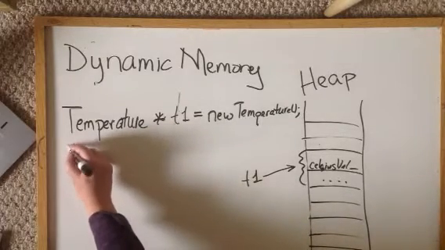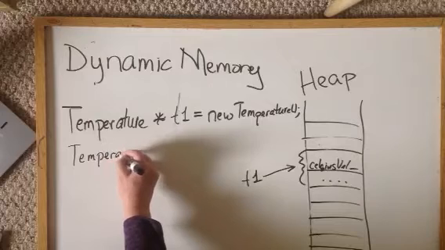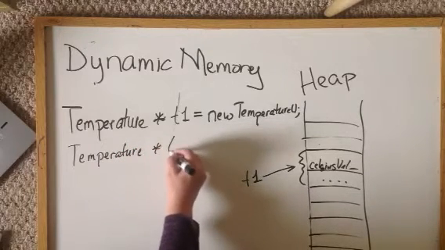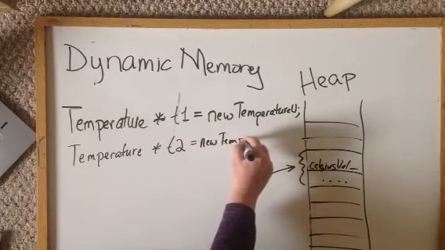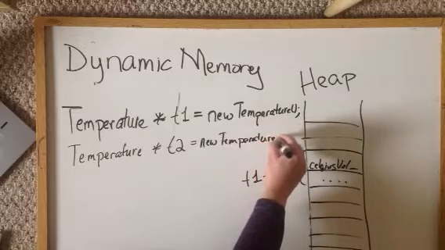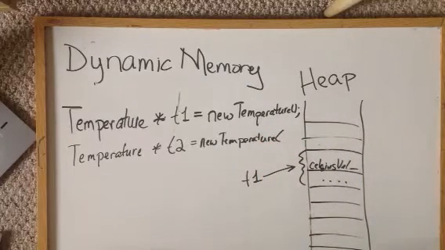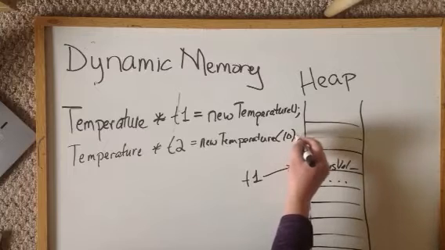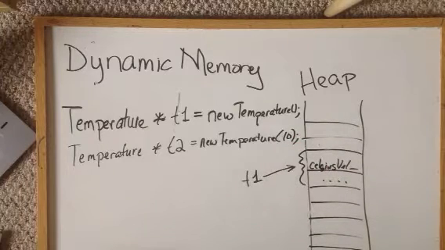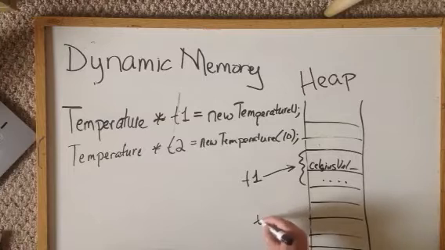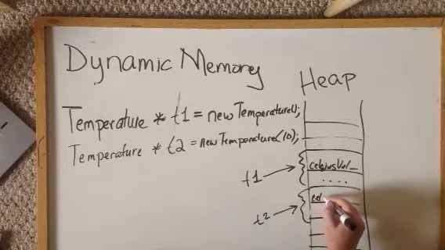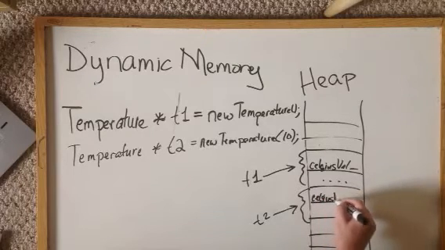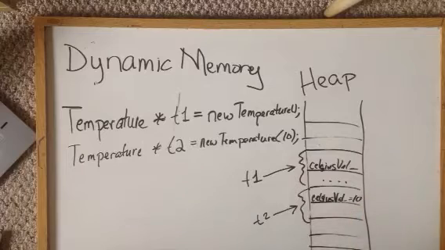So we can create another one. And maybe this time we're going to use the constructor that takes a value. And now we're going to get a T2. And here we set the value to 10. So there's a 10 here for the Celsius value.